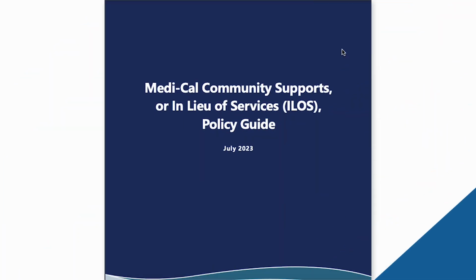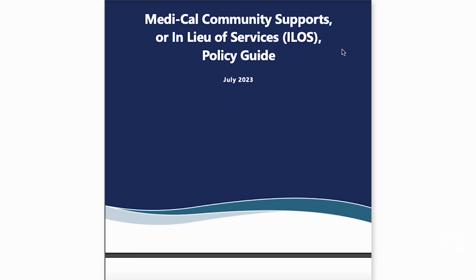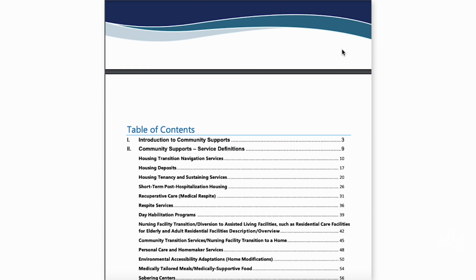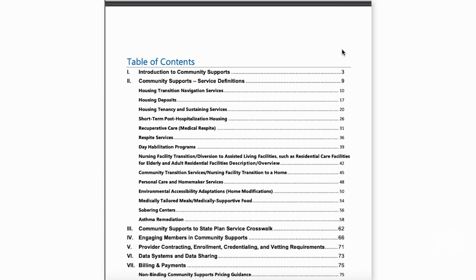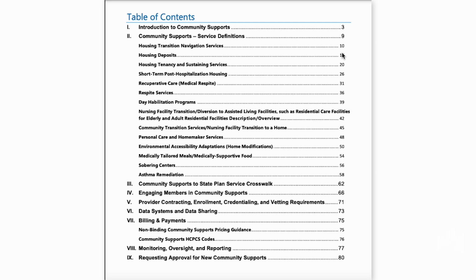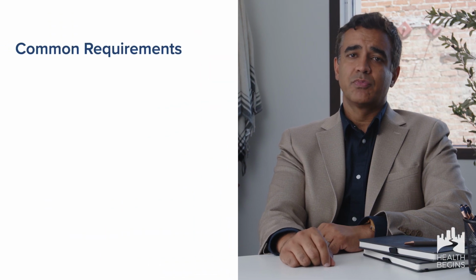What about delivering the services? What should you keep in mind? Well, the first thing to keep in mind is following the rules. Every service you provide must align with the definitions and requirements set by DHCS. It would take too long to describe the service requirements for all 14 community supports in detail here, but you can find these in the policy guide. Regardless of which community supports your organization elects, there are also some common requirements that community supports providers must adhere to. Let's review these now.